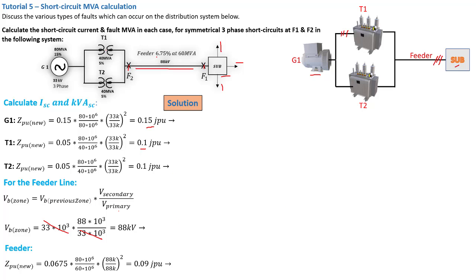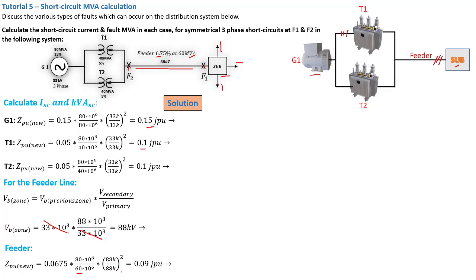Now remember, we have the old per unit there, that is 6.75%. That is the value there. And then we have our new base of 80 MVA that we said, and the 60 MVA that is represented there, and the 88 kilovolt over the 88 kilovolt, because the old and the new are exactly the same thing.